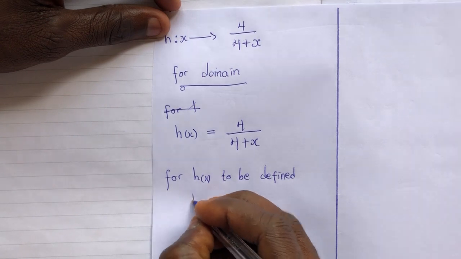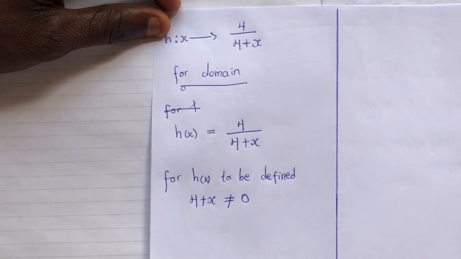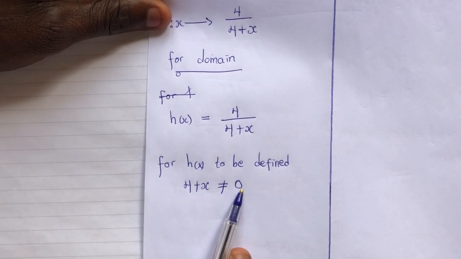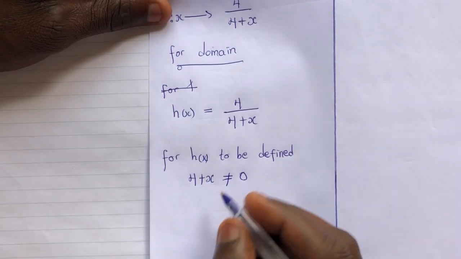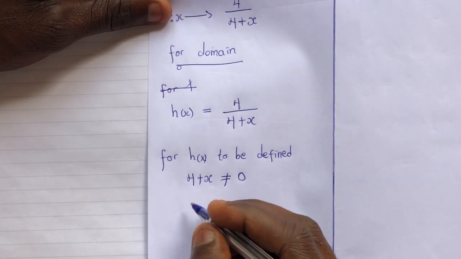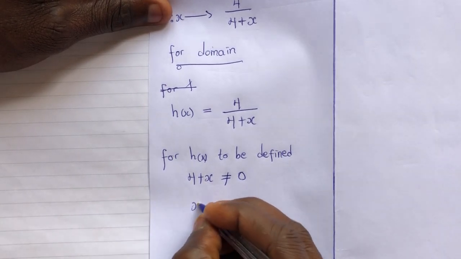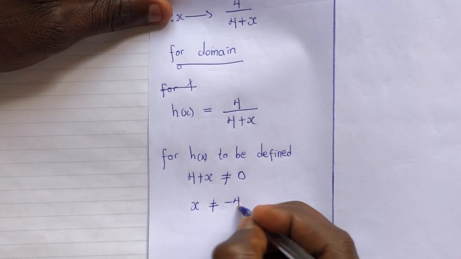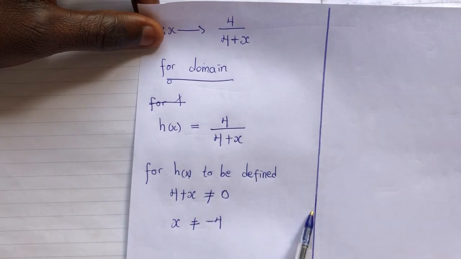The denominator 4 plus x must not be equal to 0. I repeat, always 4 plus x must not be equal to 0. Making x the subject means we have x must not be equal to minus 4. So now when we put minus 4 here, the whole equation will be undefined.